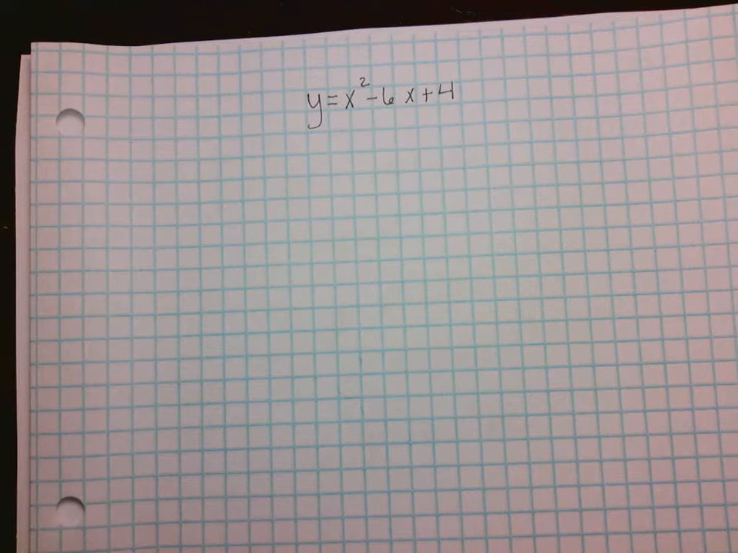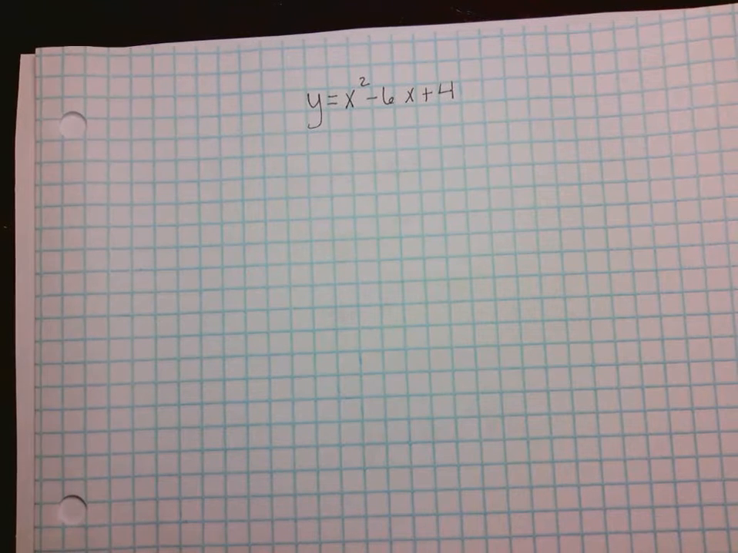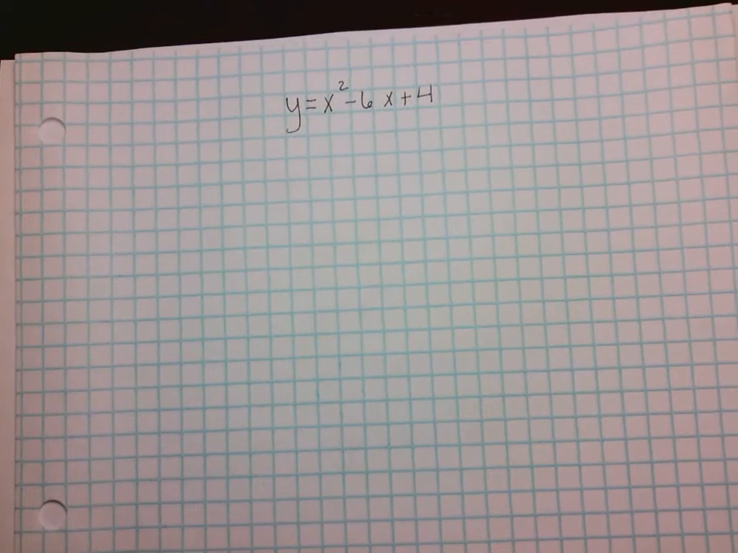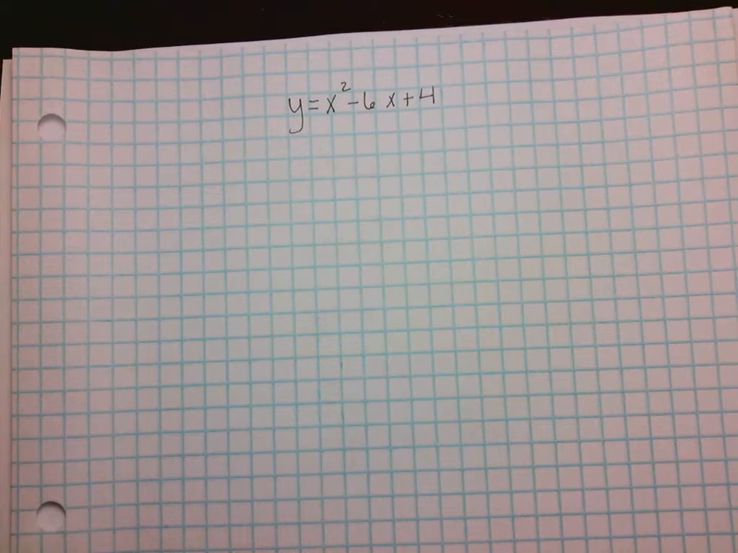So there are no notes for this lesson, but I do want you to grab some graph paper and write this down. Y equals x squared minus 6x plus 4. So how do we graph this?